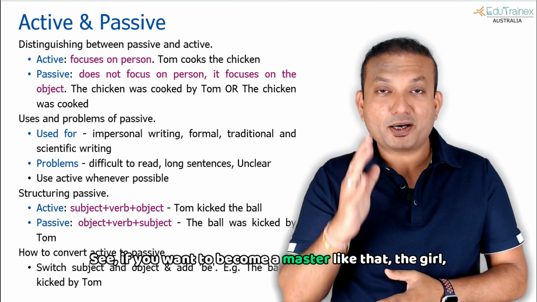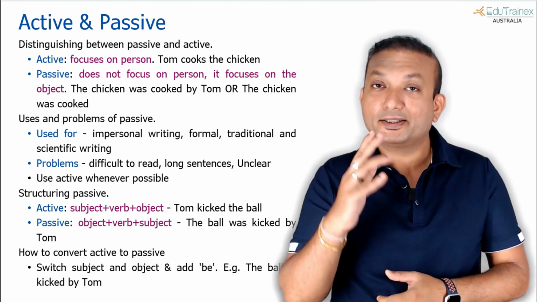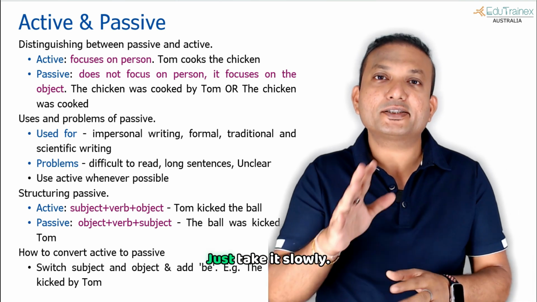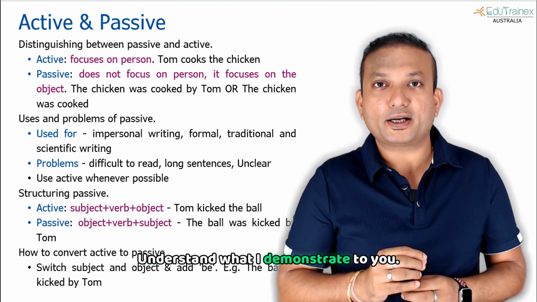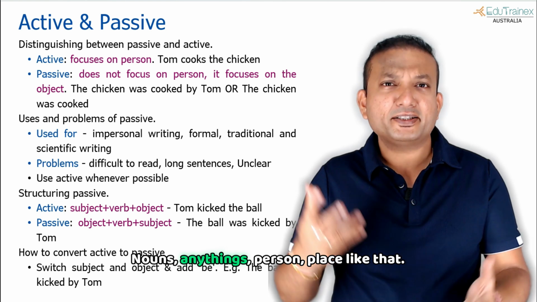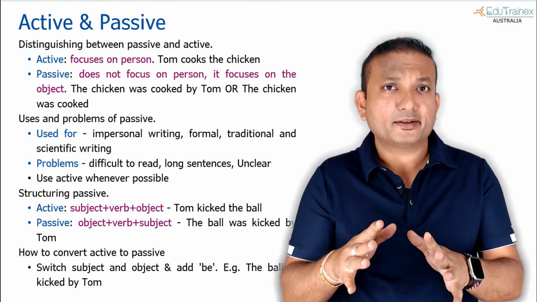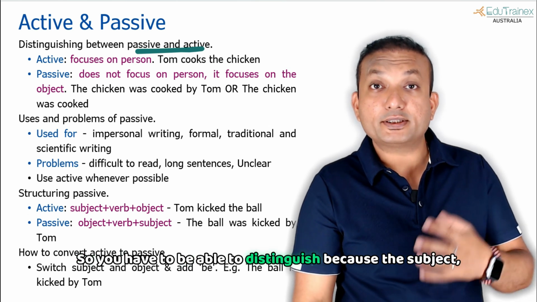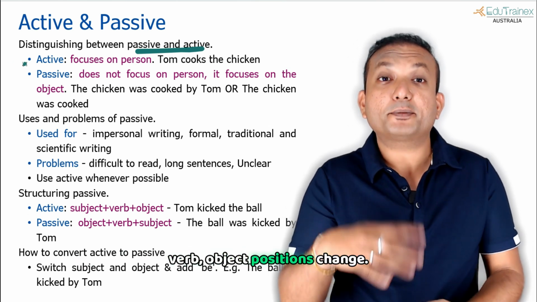See, if you want to become a master like that girl, you have to understand these things. And these are not very complex things, to be honest. Just take it slowly. Understand what I demonstrate to you. Nouns, any things, person, place, like that. How are active and passive voice different? You have to be able to distinguish, because the subject, verb, object positions change.